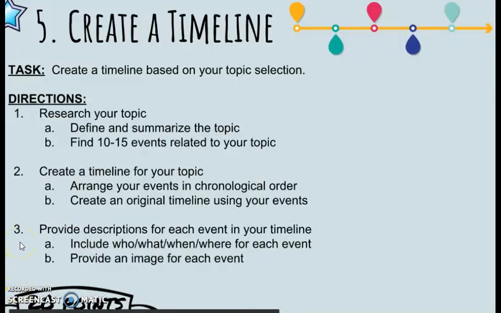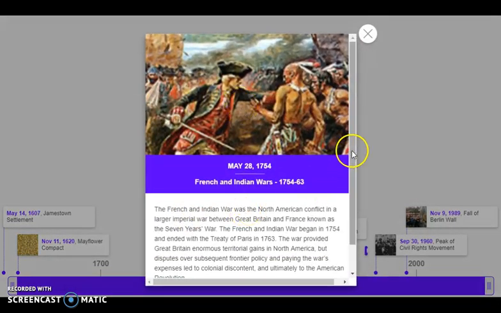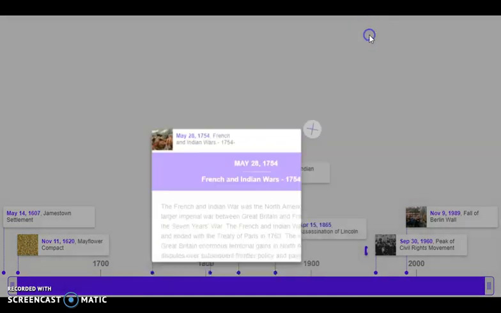Once you have built your timeline, step 3 will be to provide a description and an image for each of the events that you've chosen. So we'll go back to our example. For each of our events on here, we have an image and we have a short description of that event.